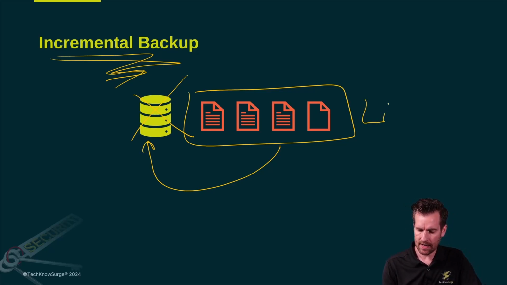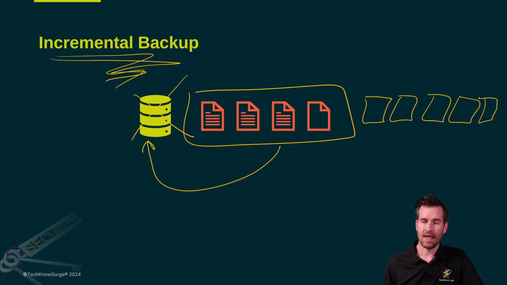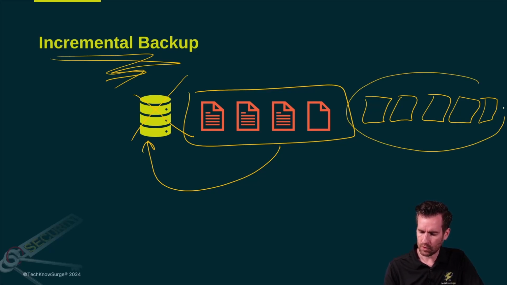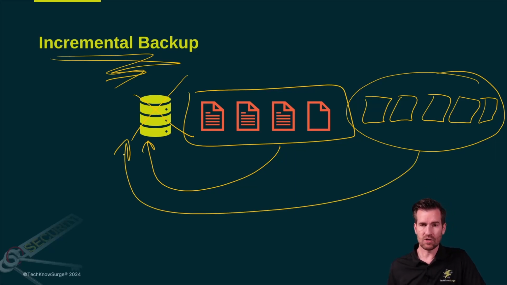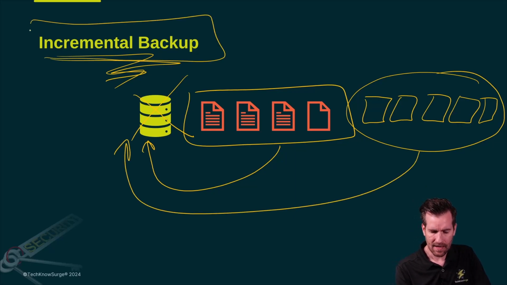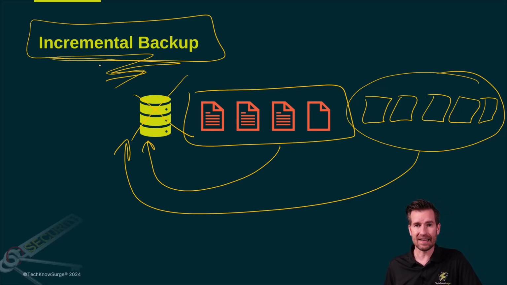Then it will start creating new transaction logs for all of the new transactions. And then once those are created, the next incremental backup will take those, save them, and then roll those changes in there. So you can see that an incremental backup is just backing up all of the data since the last backup.